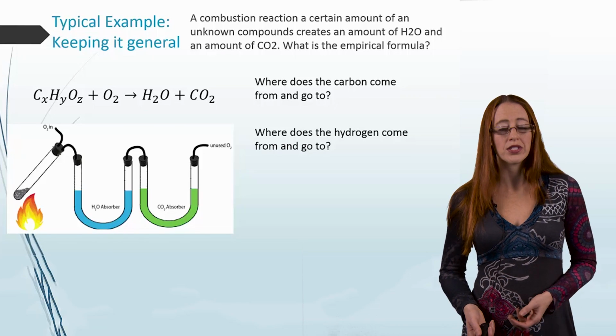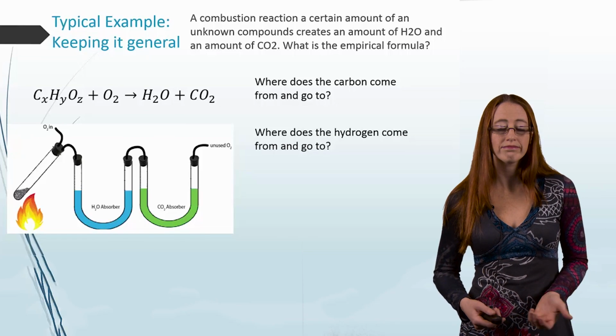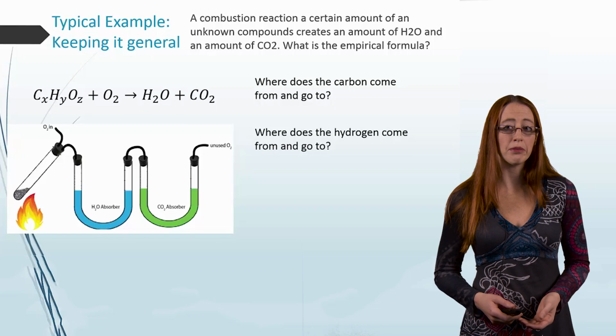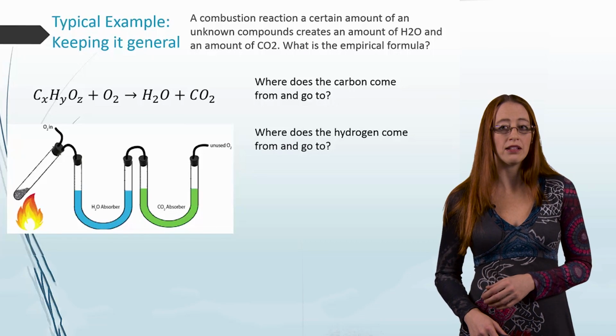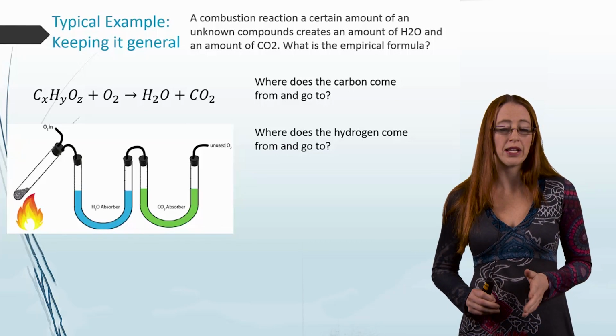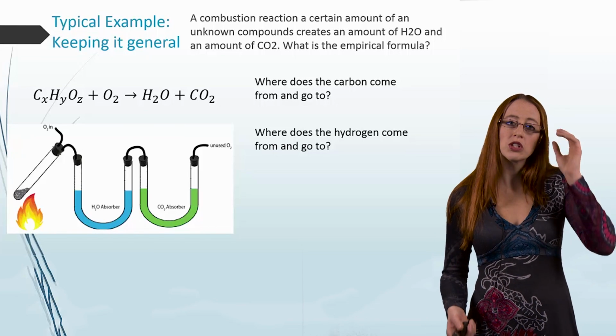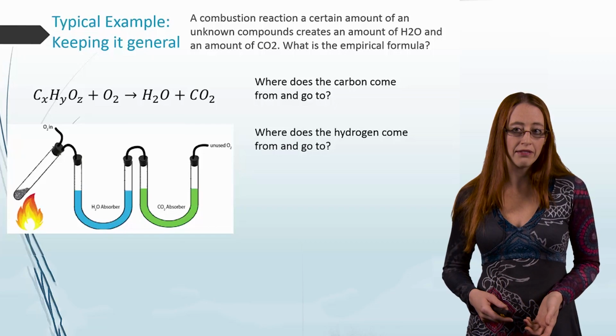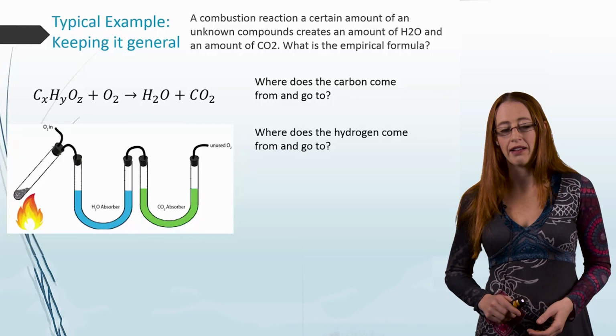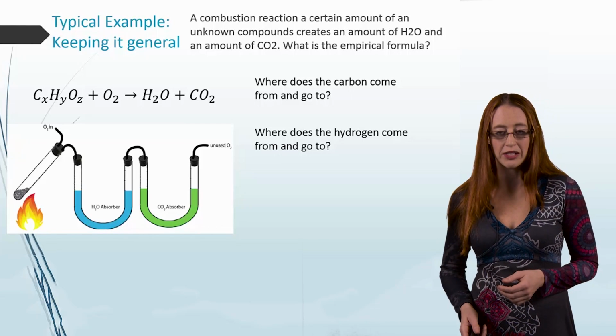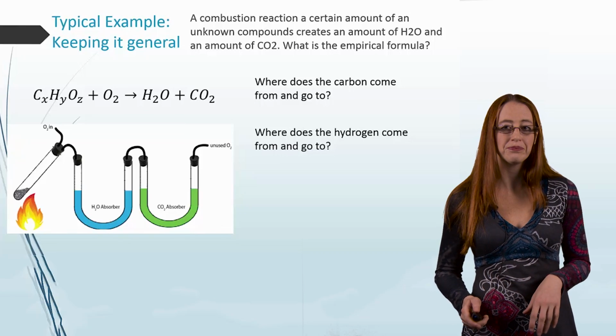Now let's do the same thing for hydrogen. Where does all of our hydrogen come from? That too all comes from the hydrocarbon. There's nothing coming in from anywhere else, so it's all from the hydrocarbon that we're interested in. And all of it goes to the water. So if we're looking at how much water we have, we can figure out how much hydrogen we have, which means we know how much hydrogen we started with. Also a very useful number.